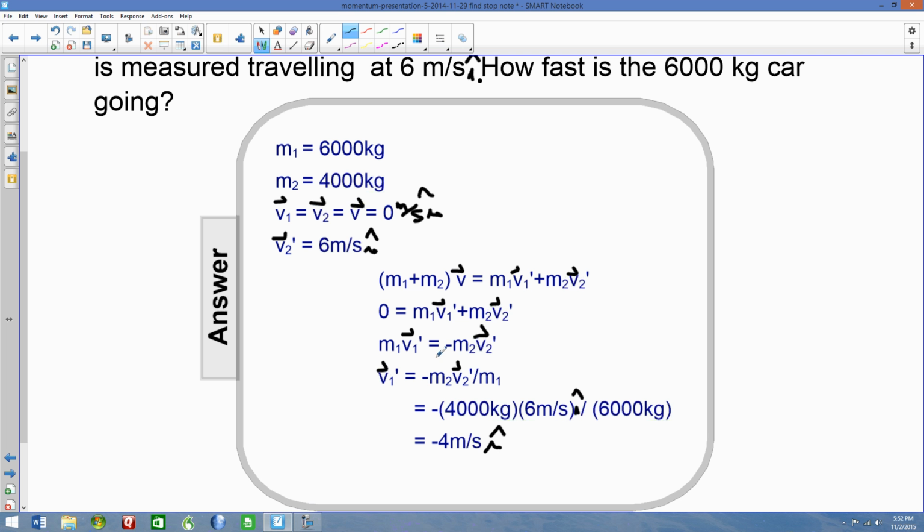Notice that if you forget this negative right here, you're going to end up with a positive answer, and that's going to be wrong. Both of these cars are moving away from one another because they're initially at rest, and that means the other car has to be moving in the opposite direction for that to happen. Remember, momentum is conserved. Okay, that is the end of this lecture on explosions.